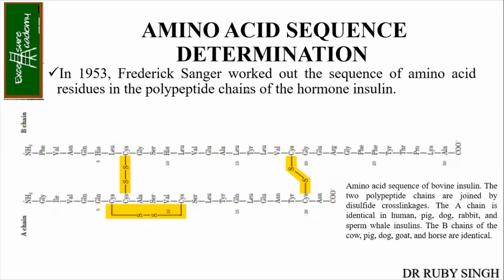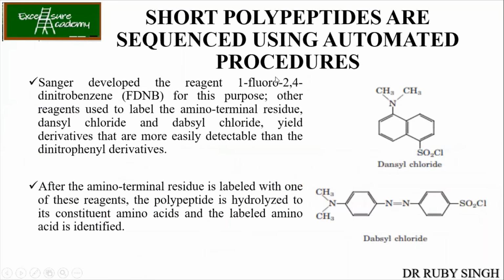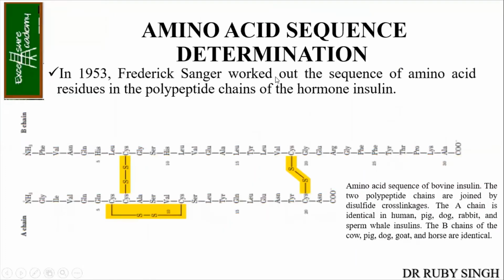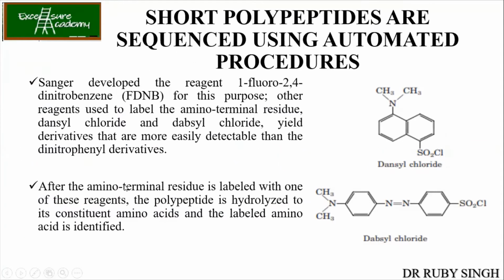So far so good. I hope everything is going easy now, because the difficulty level will increase slowly. Before proceeding, you need to remember that the N terminal of the A chain has glycine and the N terminal of the B chain has phenylalanine. So these two you need to remember: A chain glycine and B chain phenylalanine. Just remember because this will come in further slides.